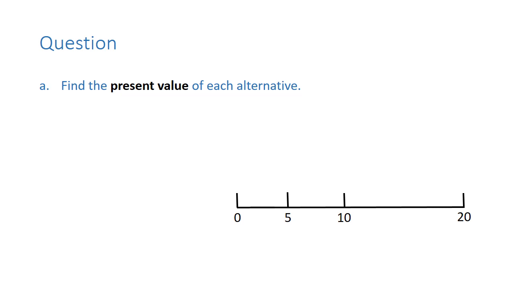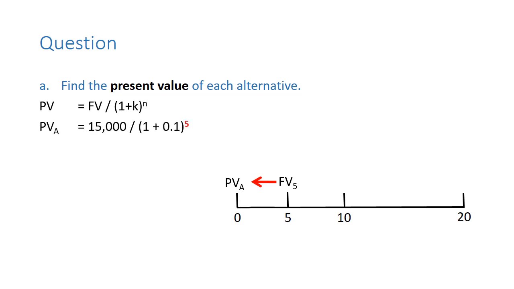Find the present value of each alternative. The formula here we use is PV equals future value divided by (1 plus K) to power N. For alternative A, it's at the end of 5 years. So the present value equals future value at the end of 5 years, 15K, divided by (1 plus 0.1) to power 5. The present value is 9313.82.